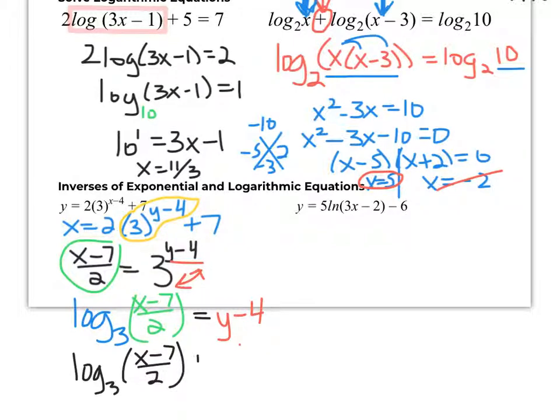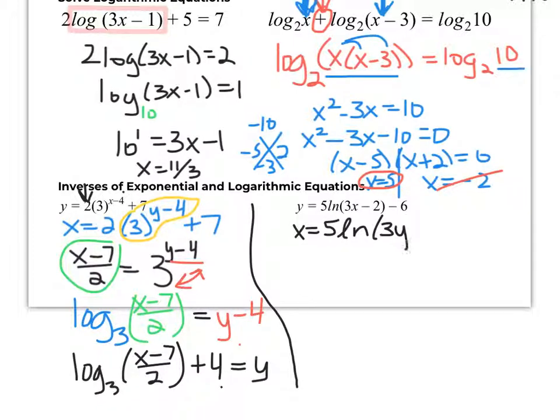Another pro tip is look at your starting equation. I had times 2, and what do I have at the end? Divide by 2. I had an exponential base of 3, so I have a log base 3. I have a minus 4, so at the end I have a plus 4. I have a plus 7, and somewhere I have a minus 7. You should have all those inverse operations in your final inverse if you do it correctly, as a way to just check to make sure you did it all right.